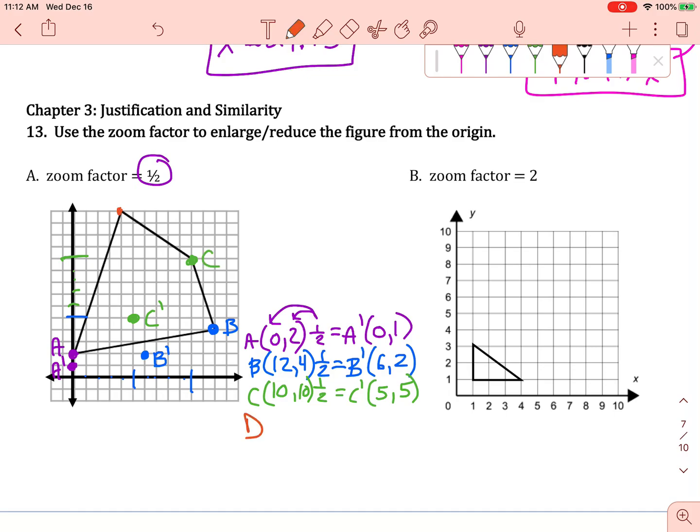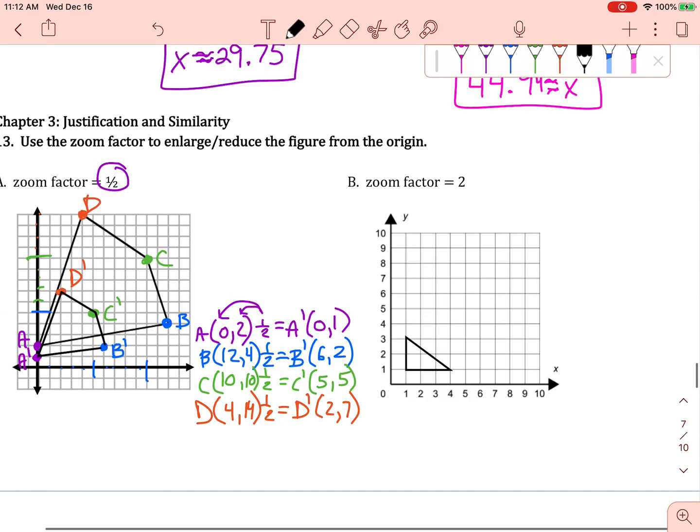And then my last point, point D, which is way up here. D is at 4 on the X, and 10, 11, 12, 13, 14. So again, we're multiplying those by 1/2 to get my D prime. I'm looking at 2, 7. Graph that, call that D prime. And when you connect it, again, it should be the same shape, just a different size. It should be half as big. Look at that. Same shape, just different size, half as large.